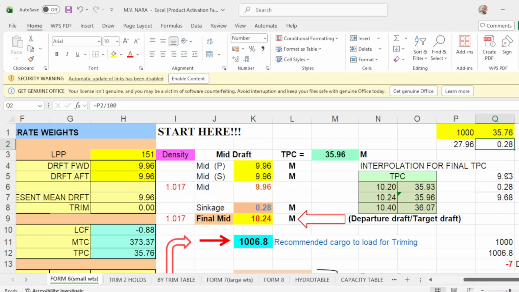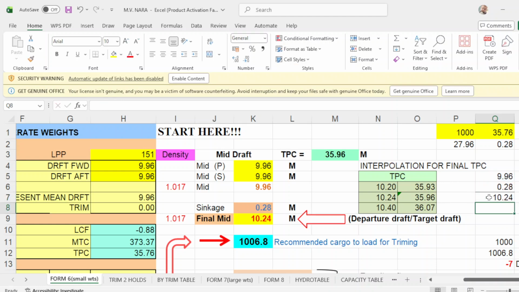From your initial drop of 9.96, you add this, what you call the sinkage, okay? So you add this one, equals, plus your sinkage.